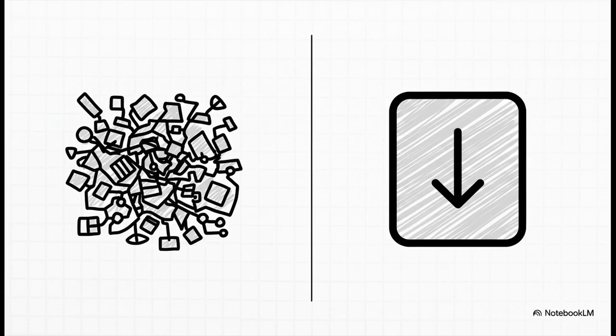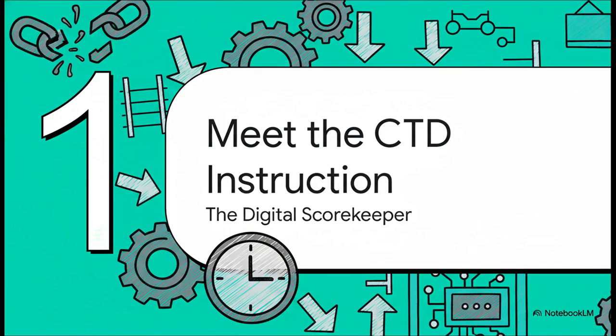The answer is actually a beautifully simple and incredibly reliable tool in ladder logic called the countdown instruction. It's basically the digital scorekeeper that makes so much of modern manufacturing tick. All right, so let's pop the hood on this digital scorekeeper. We're going to break down what it is, how it works, and what makes it, well, count.